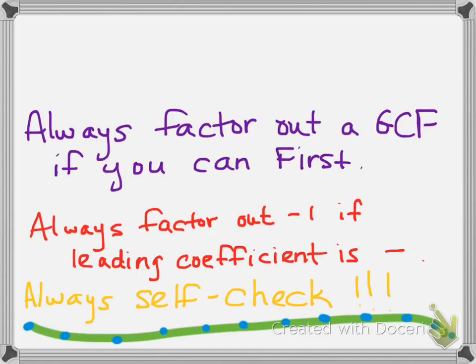All right, 3 things you want to always be sure and do. Always factor out a GCF first if you can. That's what we just practiced with the last 2 examples. Next, always factor out a negative 1 if the leading coefficient is negative. Always make sure you factor out your negative. And then thirdly, always make sure that you are self-checking these. Everything that we did can be FOILed back out or multiplied back out to get you back to your original equation. And if you're not getting back to your original equation, then you don't have it just yet, okay? All right.